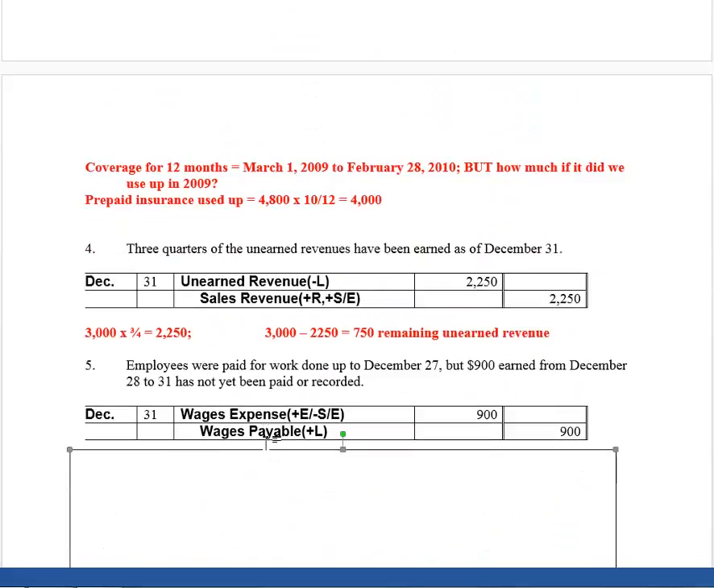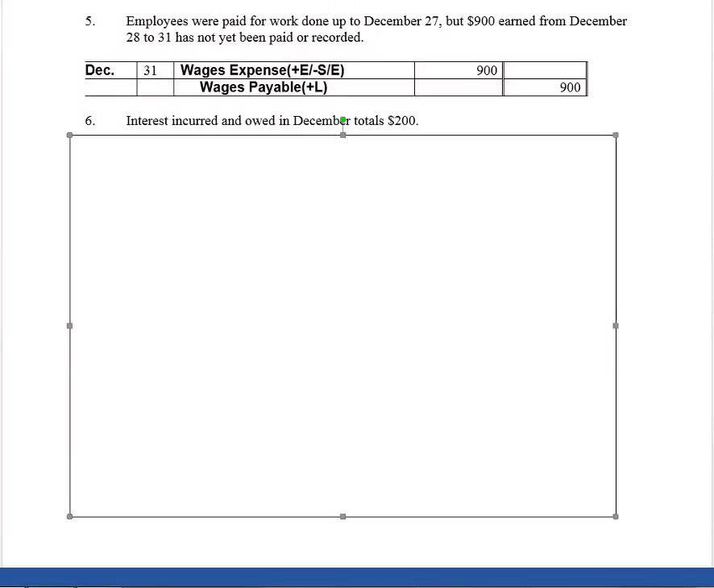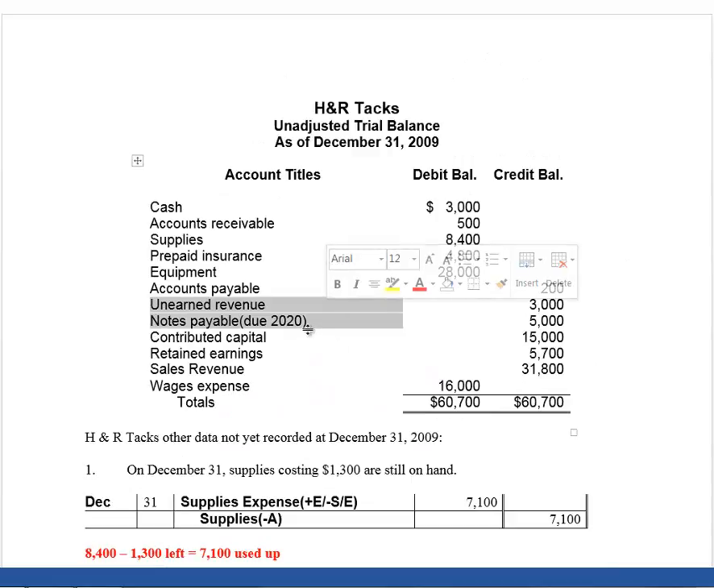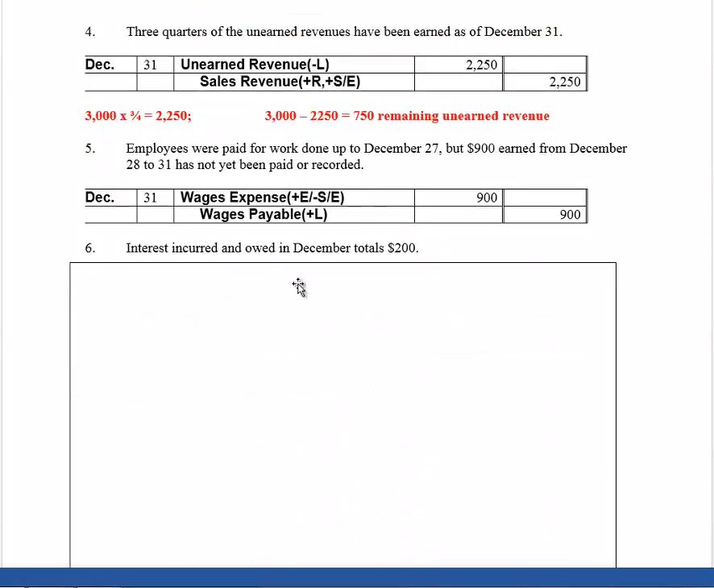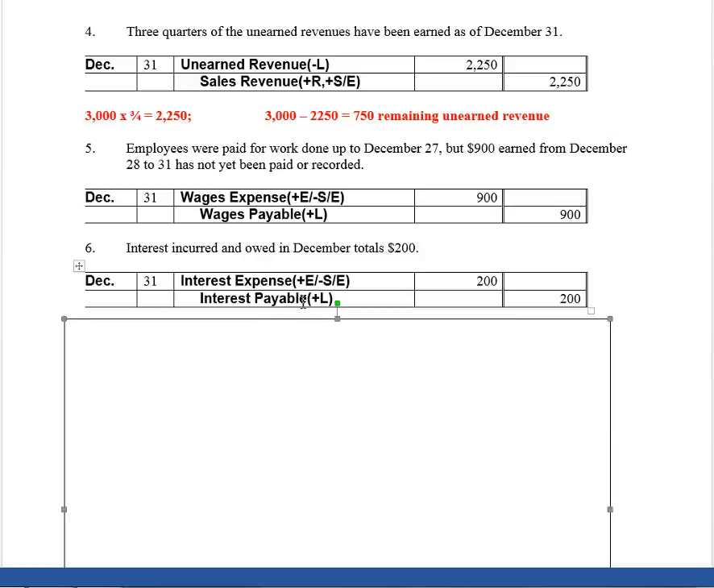Okay, now, if we go beyond this, do we have any other adjustments? Yes, we do. We're told that interest incurred on that note payable, remember that note payable that we had up here in the unadjusted trial balance? It's not due till 2020, but we have interest on it. Any payable has interest on it if you've borrowed money from the bank. So it says here, interest incurred and owed in December is $200, but we haven't paid it yet. It's owed, but we didn't pay it yet. So we're going to debit interest expense for $200 and credit our liability account interest payable for $200.